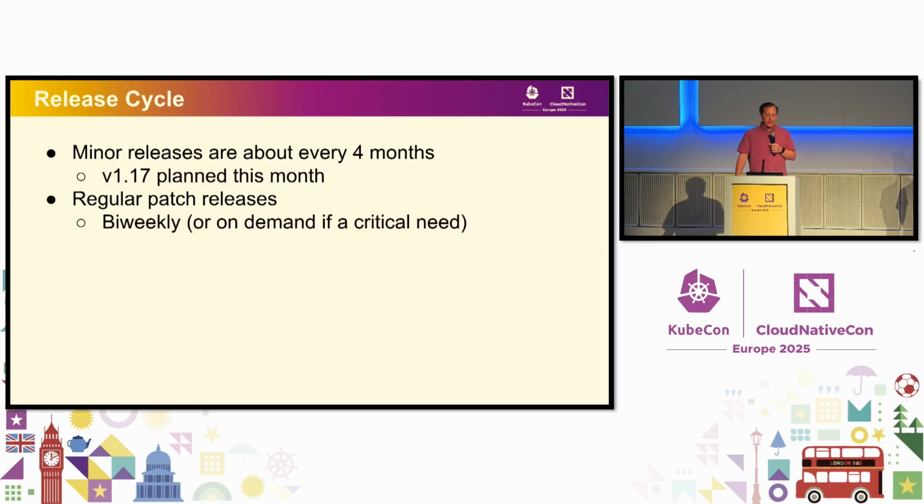How often do we release? We do have a minor release about every 4 months, kind of to follow the spirit of Kubernetes itself, which releases about every 4 months. We do have the 1.17 release planned in the next couple of weeks. And just to have a cadence of patch releases, about every 2 weeks we will release a patch, or on demand if there's a critical need.